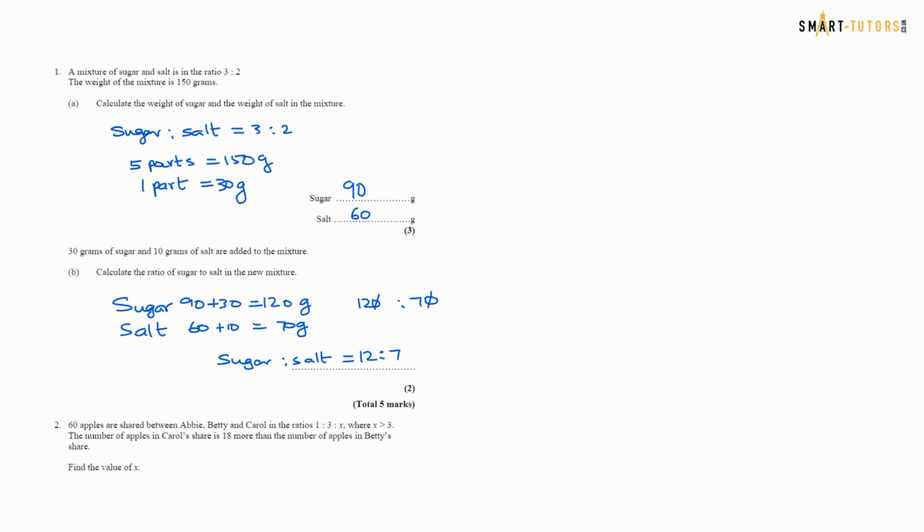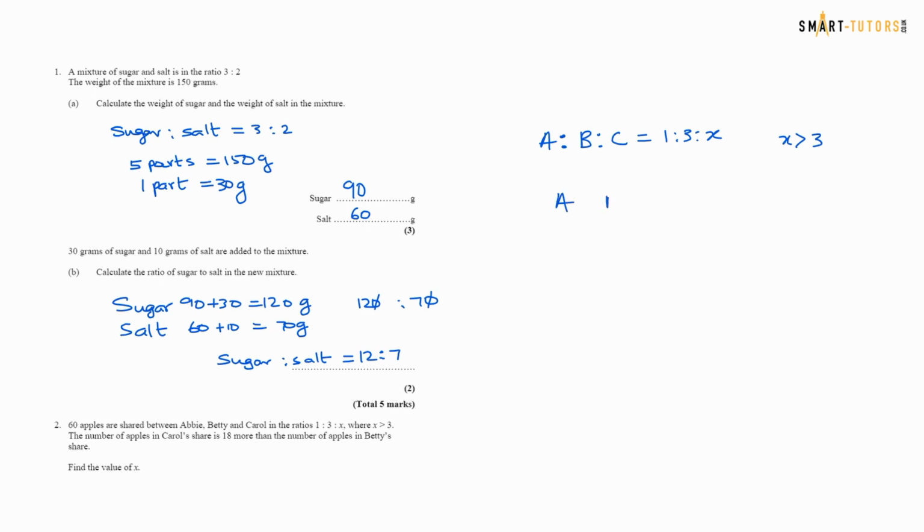Question number 2. 60 apples are shared between A, B, C. So 60 apples are shared between A, B and C in the ratio 1:3:X. X is greater than 3 is given. The number of apples in Carol's share is 18 more than the number of apples in Betty's share.